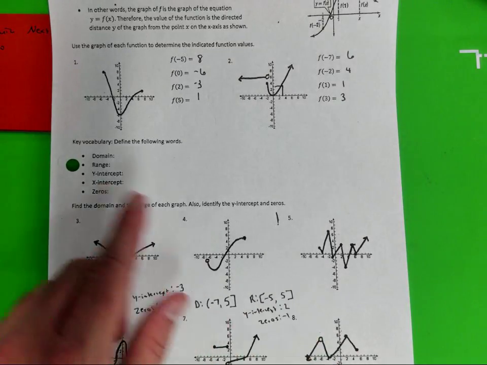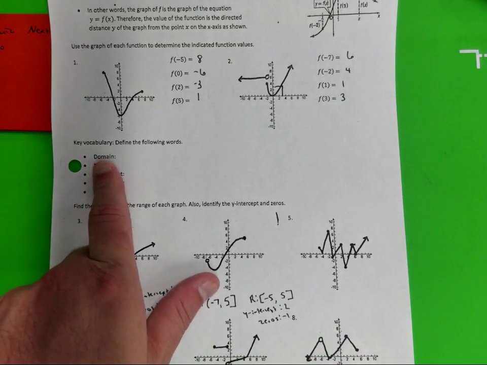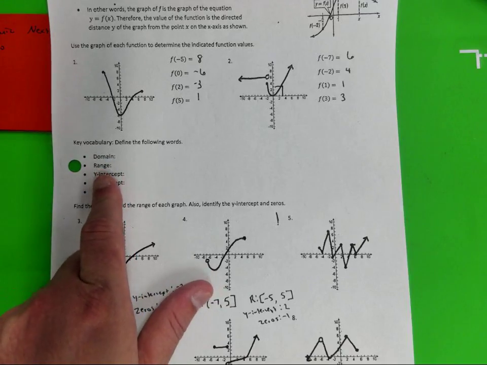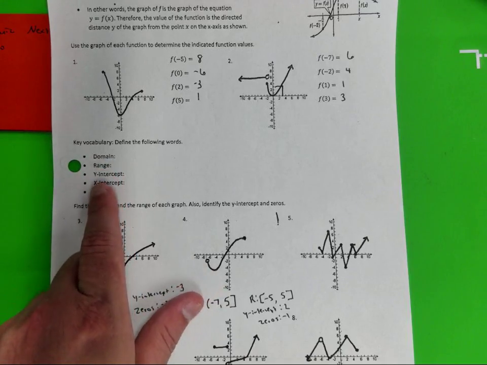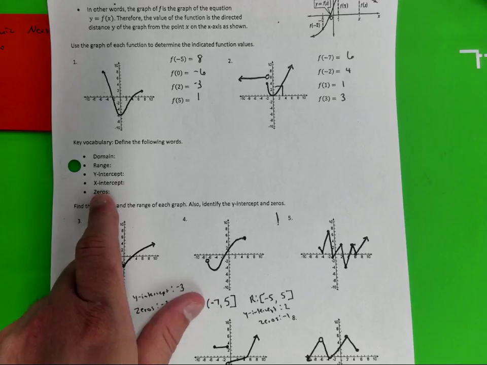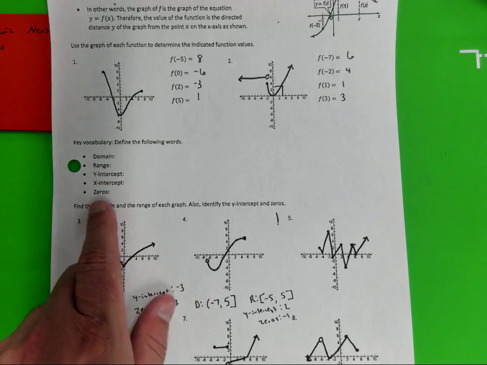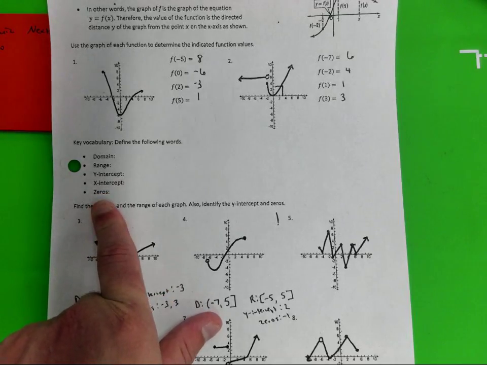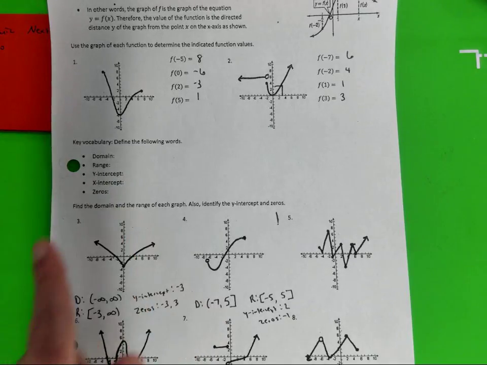Good morning, Miss Miles. What is my definition of domain? Very good. My range? Y-intercept is the point at which it does what? Cross or intersects the y-axis. Good. The x-intercept? Very good. And 0 is just another name for what? And what's another name? Very good.